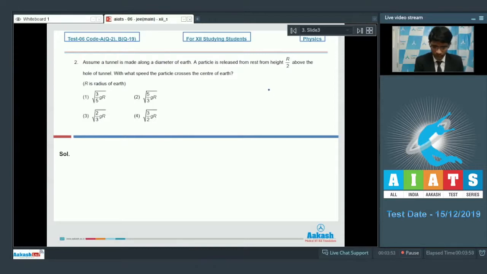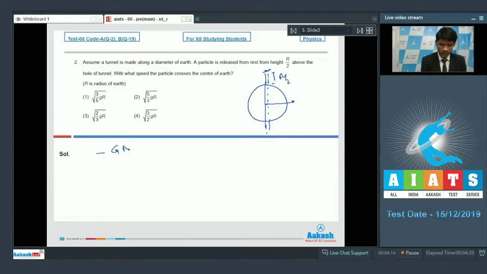So I would say, let this be the earth and the tunnel has been made along this line. It is at height r by 2 from here, and this is the central point here. So I would just say the gravitational potential energy of the particle at this point would be minus of g capital M small m. From here, this distance is 3r by 2, and the kinetic energy was initially 0.